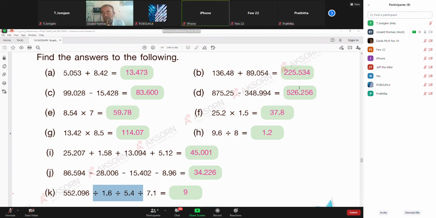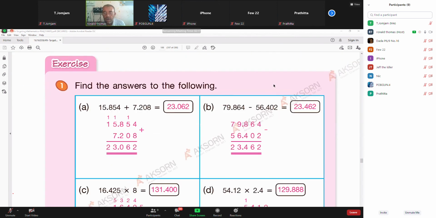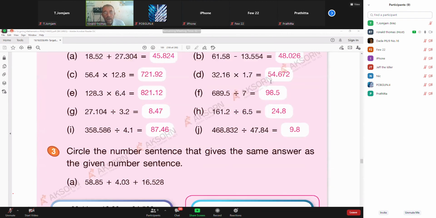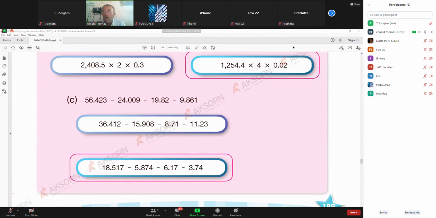Okay, keep going, everybody. Pages 188 and 189. Homework. Thank you very much. Okay. Pages 188 and 189. Okay.